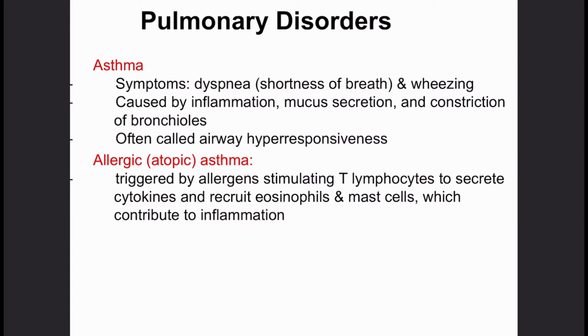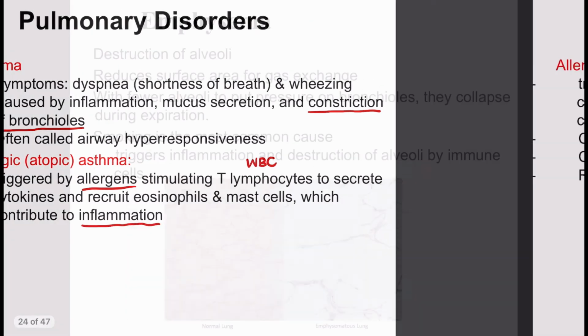Asthma. Asthma is caused by uncontrolled or unregulated constriction of bronchioles, and this can be caused by inflammation, by excess mucus secretion, and so it causes wheezing. And then allergic asthma is triggered by allergens, which are going to stimulate your immune system response, your white blood cells, which we will talk about soon, to release factors that are going to initiate the inflammation response.